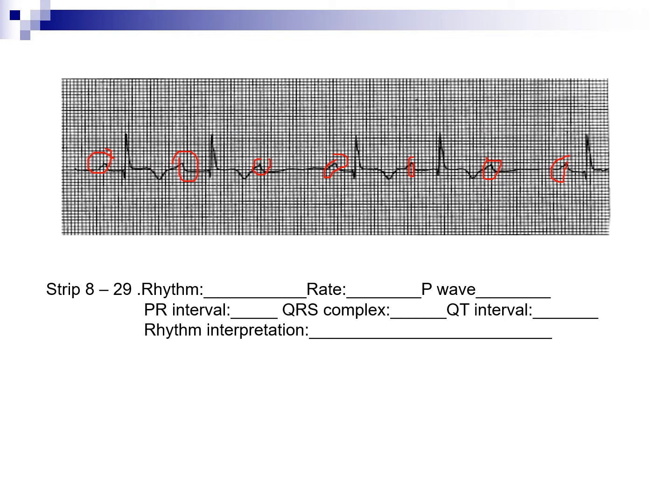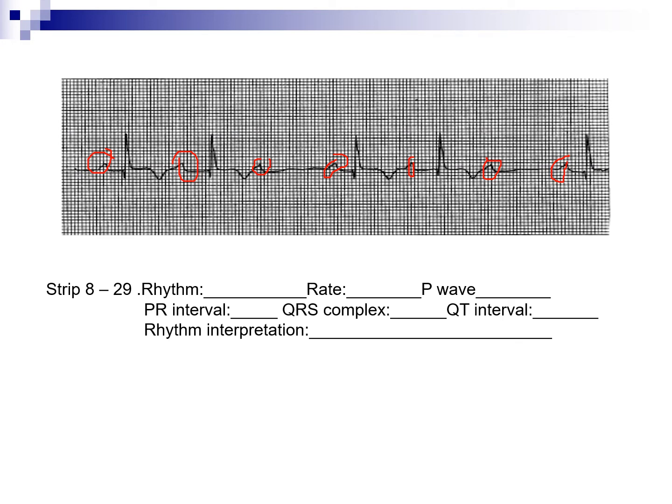Your PR interval is varying from 0.26 to 0.36, so we do not have a constant PR. If you measure your QRS, it is 2.5 boxes, so it would be 0.08 to 0.10. The QT interval is 0.48.